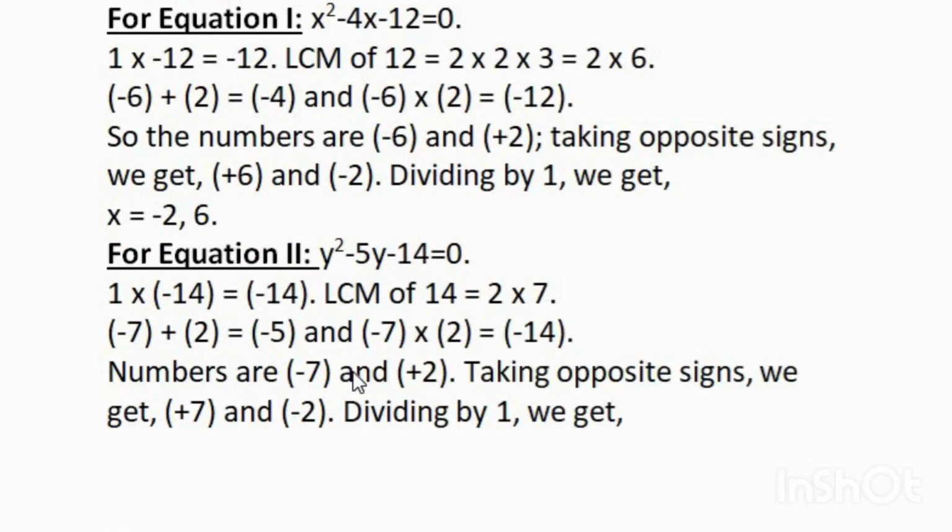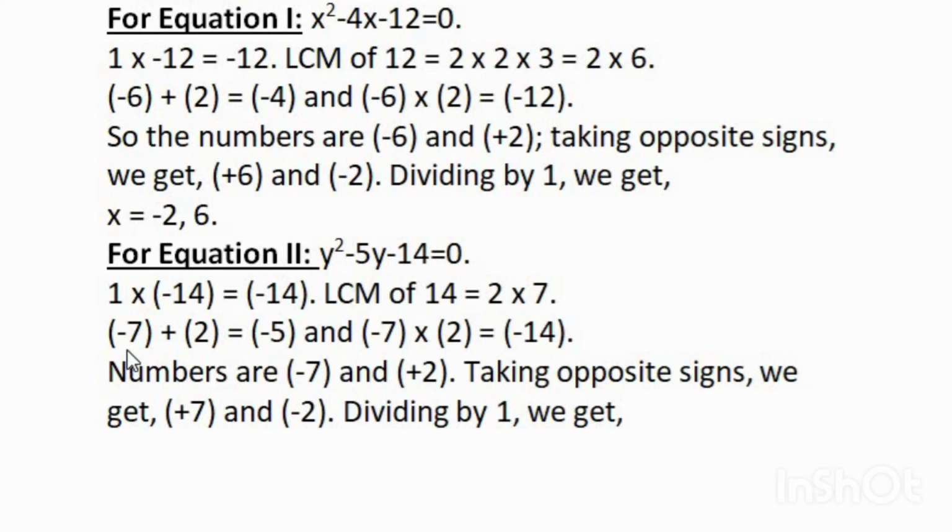Now considering the second equation, y square minus 5y minus 14 equal to 0. Multiply the y square term and the constant term, that is 1 into minus 14, you will get minus 14. Take the LCM of the number 14, you will get 2 into 7. So you want the middle term minus 5, right? So minus 7 plus 2 gives the middle term minus 5.